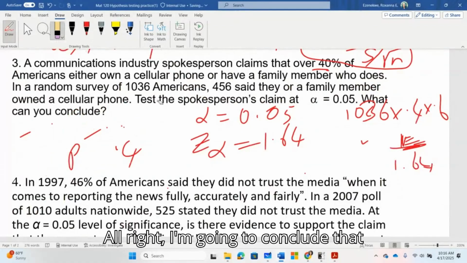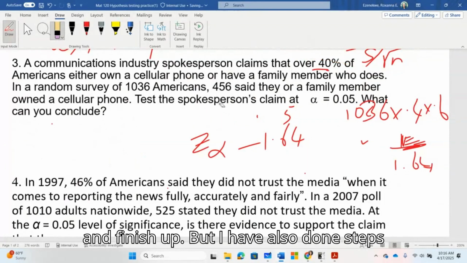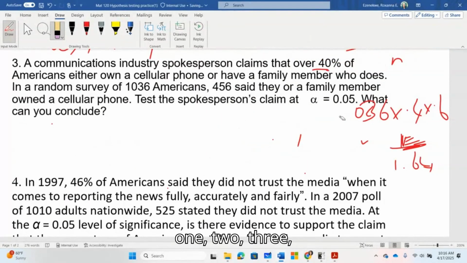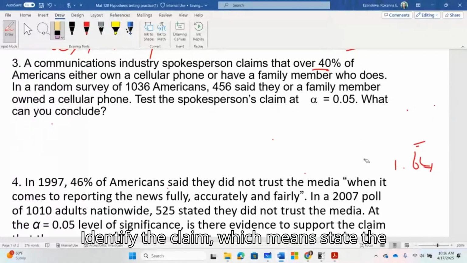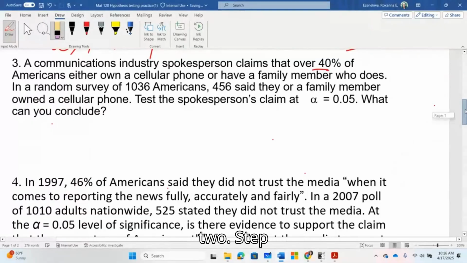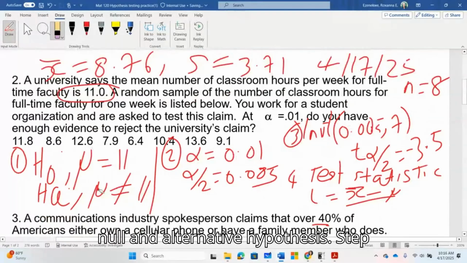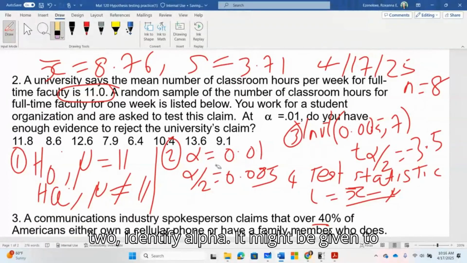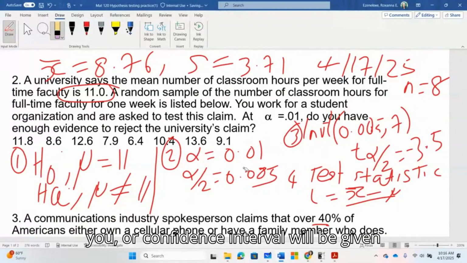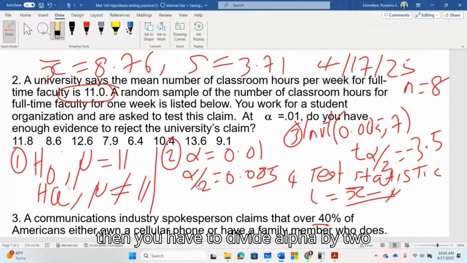All right, I'm going to conclude that here. So I'll pull my calculator and finish up. But I have also done steps 1, 2, 3, 4. Step 1, identify the claim, state the null and alternative hypothesis. Step 2, identify alpha. It might be given to you, or confidence interval will be given to you. If it is given to you, then you have to divide alpha by 2 because it's a two-tail test.